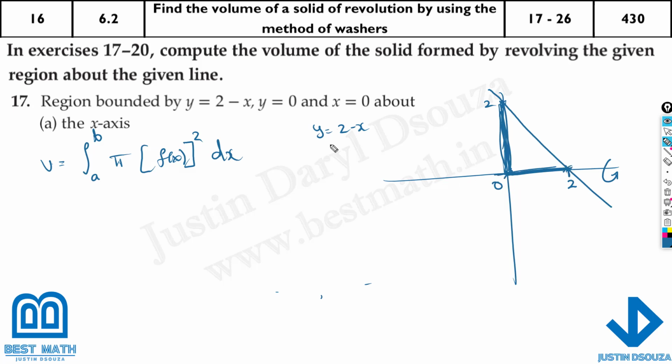Y value is 0, right? So I substitute y as 0. It's 2 minus x, so x is equal to 2. If minus x goes to the other side, it will be positive. X is equal to 2. So this is the reason I found this one.